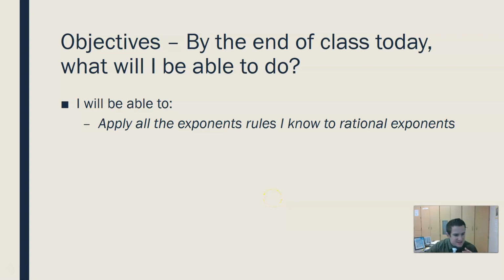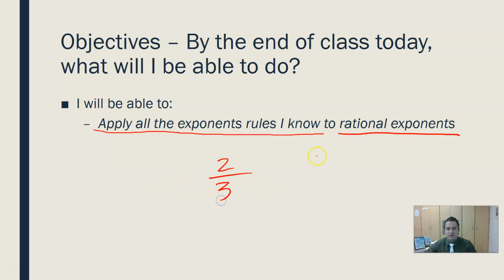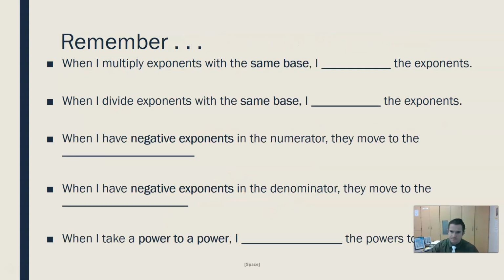By the end of this lesson today, this is what I hope you're able to do. I want you to be able to apply all the exponent rules that you now know to rational exponents. When I say rational exponents, what do I mean again? Well, a rational number is a number that can be written as a fraction. So when I'm talking about exponent rules with rational exponents, I'm talking about applying the rules that we've discussed with exponents when those exponents are fractions.